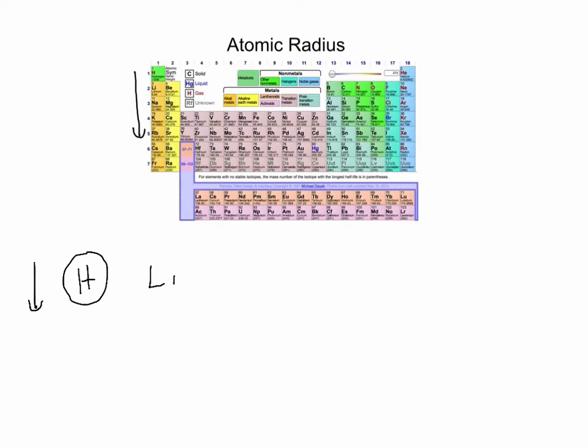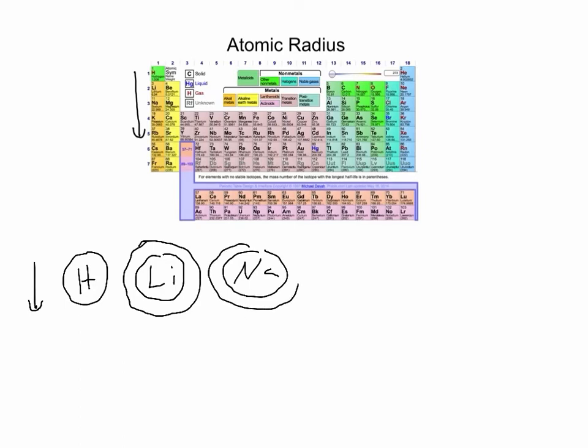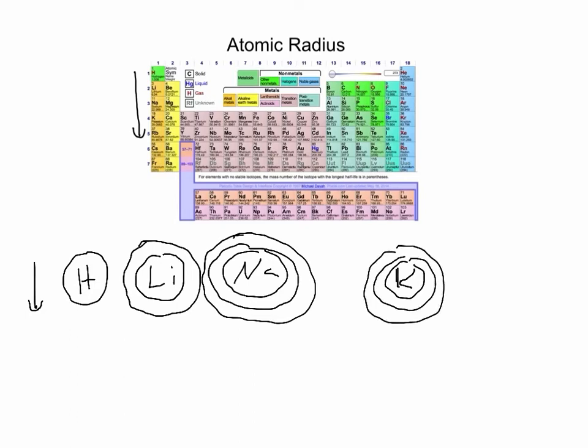Lithium has the first energy level, 1s2, and then it has a 2s1 electron. Sodium goes up to 3s1, so it has 3 energy levels. And we'll do potassium. It actually has a 4s1 electron.